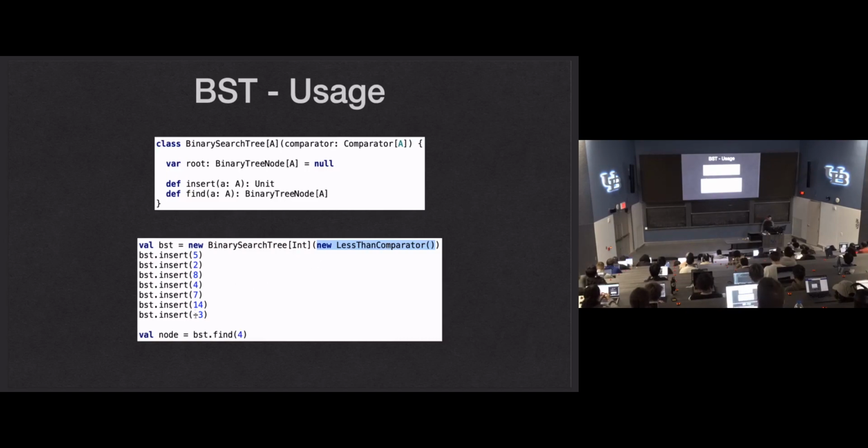So I insert all these values. I want to find a value. Our find method is going to return the node at that value. So when I inserted 4, whichever binary tree node was created to store the value 4, find should return that entire node.